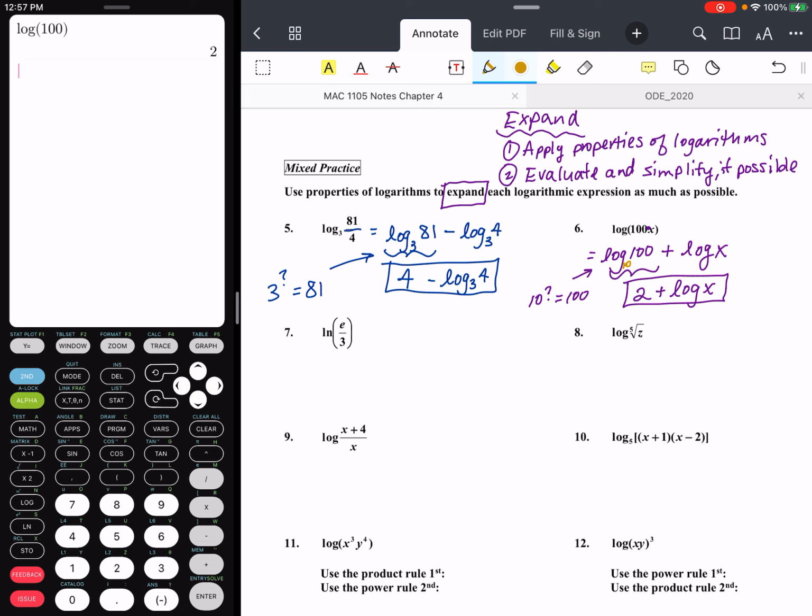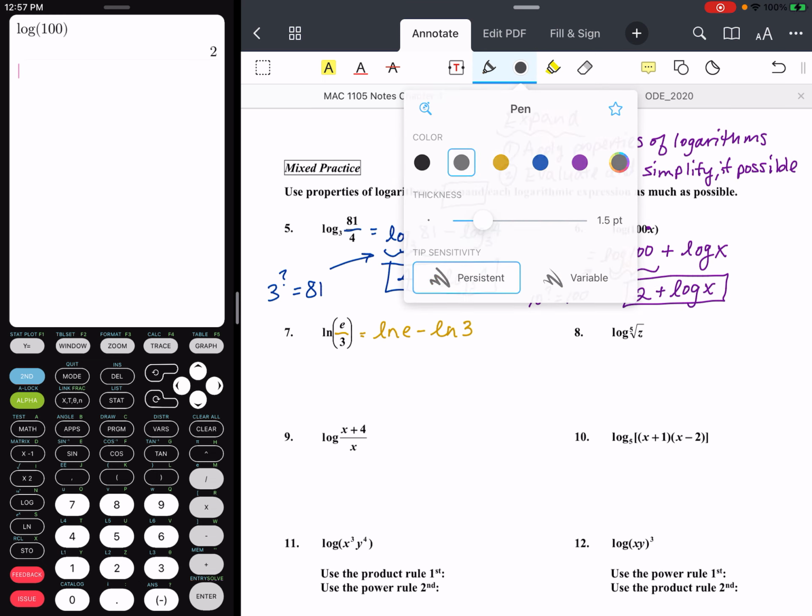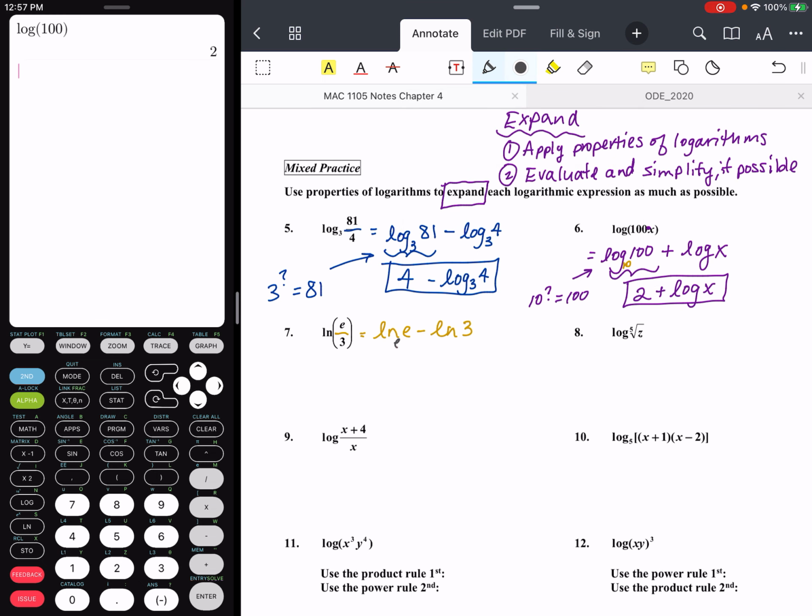Let's go to number 7, natural log of e divided by 3. I've got a quotient, so minus. So natural log of e minus natural log of 3. And again, even though we don't write it like this, remember that the natural log has a little base e. So it's saying e to what power equals e, and the answer is 1.